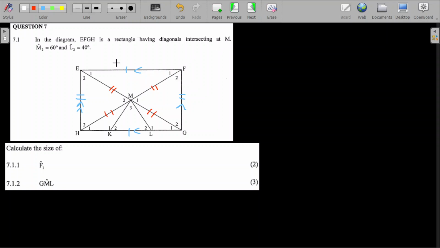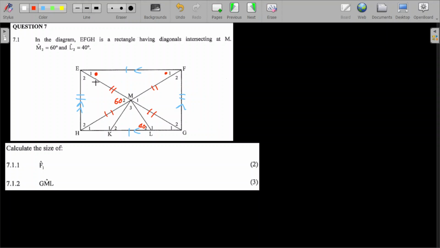Now, M2 is 60. So what is M2? M2 is here, which is 60 degrees, and L2, which is 40, is somewhere here as 40 degrees. From the question, they're asking us to calculate the size of F1. So the size of F1 is this angle that is there. Remember, I know that this one is equal to that one, so this angle of F1 is going to be the same as E1. Now, how can we get there?